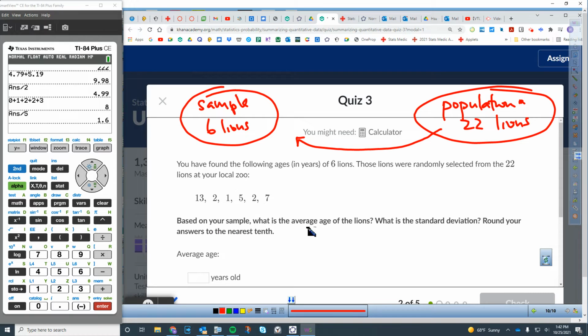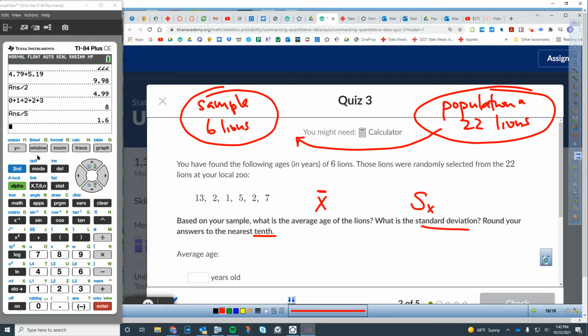Based on your sample, what is the average age of the lion? Now, that means we're trying to find the sample mean. So that's the symbol, X bar, it's the sample mean. And this is the sample standard deviation, SX, all right? Round your answers to the nearest tenth.